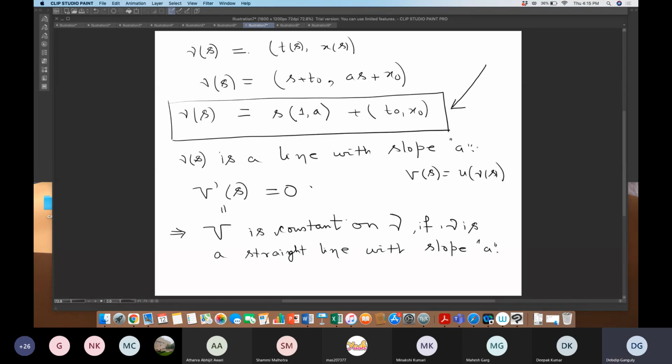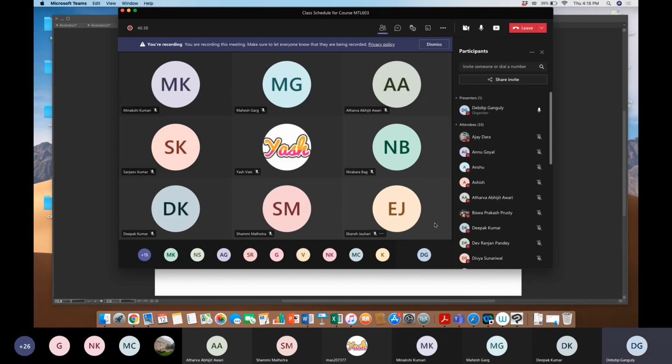Because a cannot be 0, since I have already taken a not equal to 0, so it has to intersect somewhere. Yes or no? Clear? Hello? Yes, sir, it's clear. Now who said that it is not clear? Is it clear now? Please tell me, I will repeat. There is nothing to worry, I will repeat again and again.